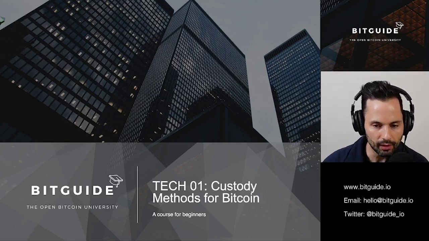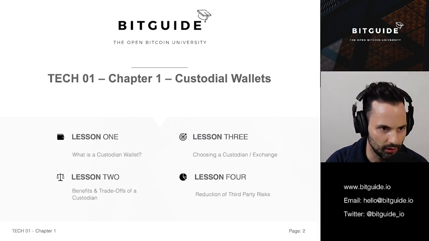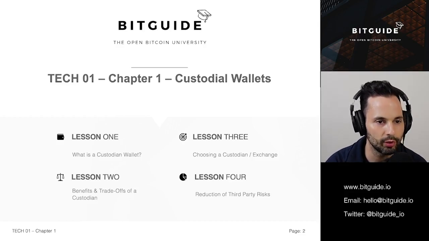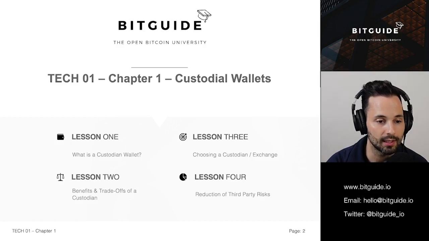In this course, we are going to have two chapters. In the first chapter, I will discuss very basic things about custodial wallets or custodial exchanges, basically places you can buy Bitcoin and hold your Bitcoin other than private wallets, with third parties. Within the four lessons, I'm going to discuss very briefly what a custodian wallet actually is, the benefits, and yes, there are benefits to custodian wallets, and trade-offs of a custodian wallet, choosing a custodian or an exchange, and last but not least, the reduction of third-party risks.